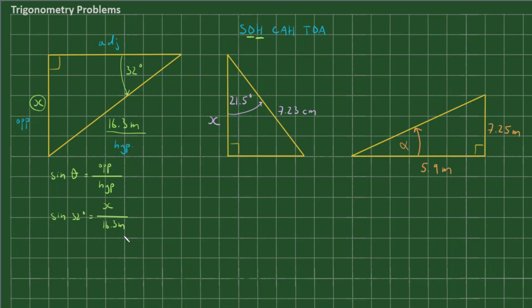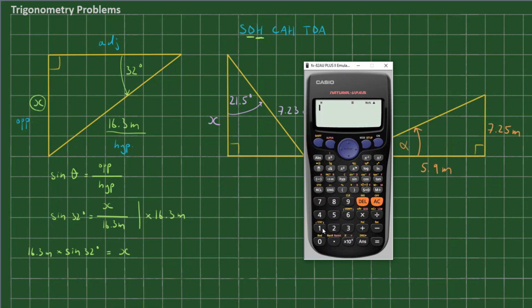And now I need to solve for x. Currently, I am dividing x by 16.3 meters. This means that I need to transpose it, and I will do that by multiplying both sides by 16.3 meters. So on the left, I will have 16.3 meters multiplied by sine of 32 degrees equals x. And now I'm going to use my calculator. So I have 16.3 multiplied by sine 32.